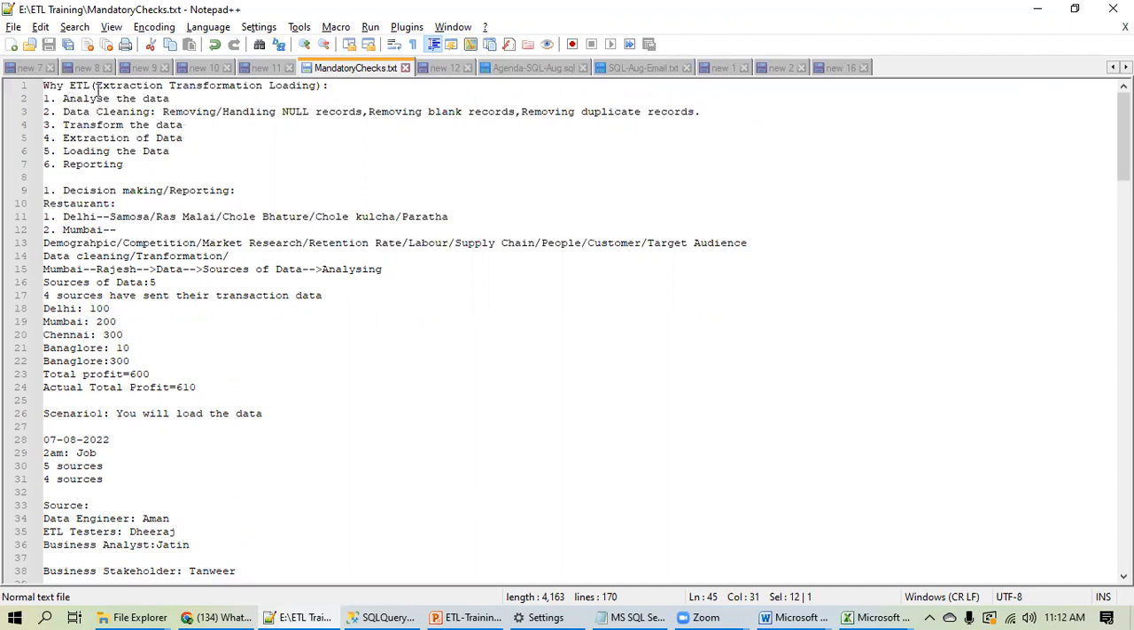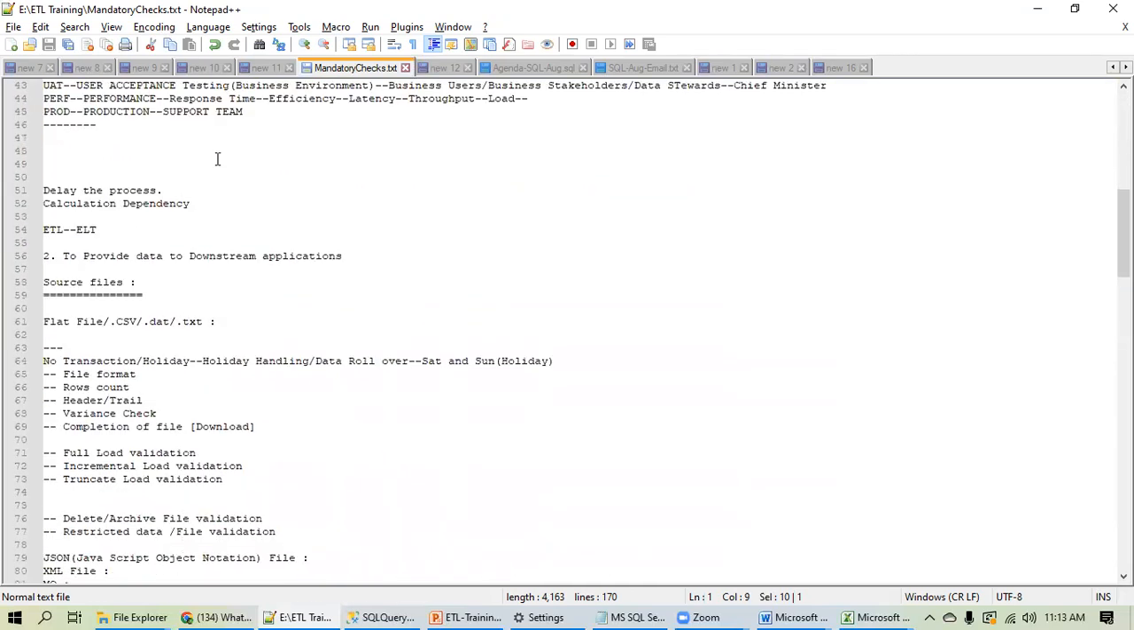Now, ETL stands for extract, transform, and load. So far we are talking only about the extraction part, right? That is, the source team has sent data, what you have to do and what you don't have to do. Okay.